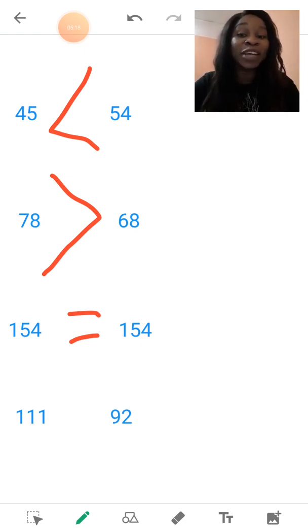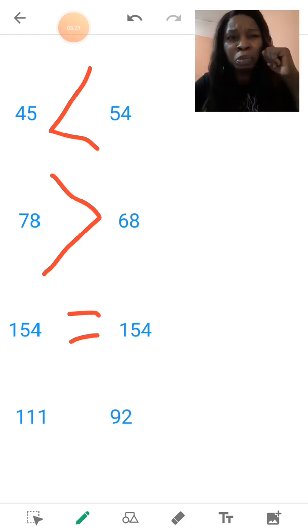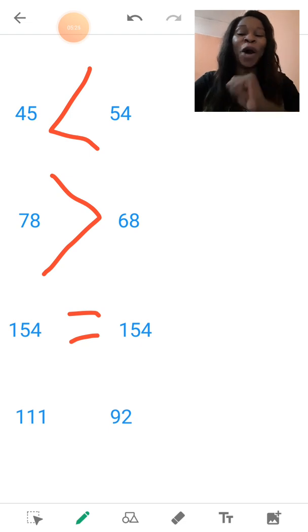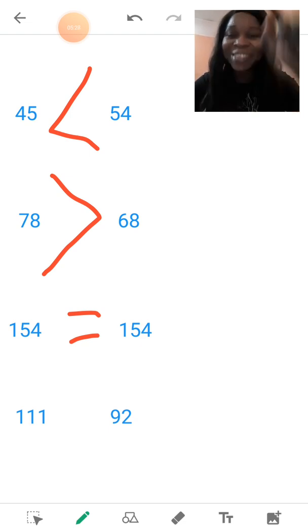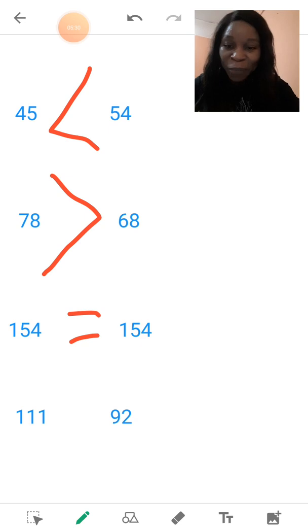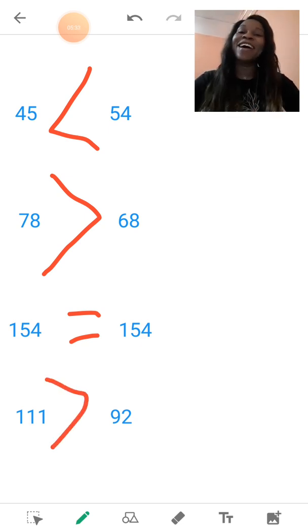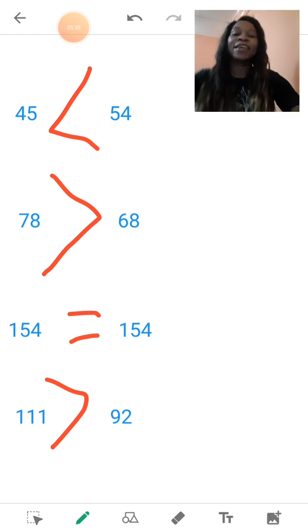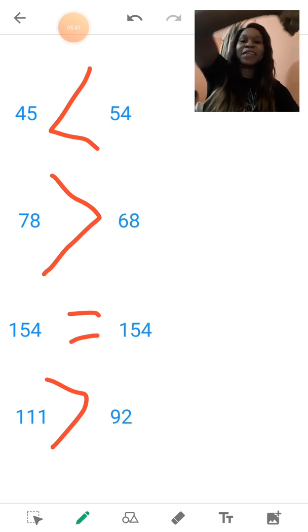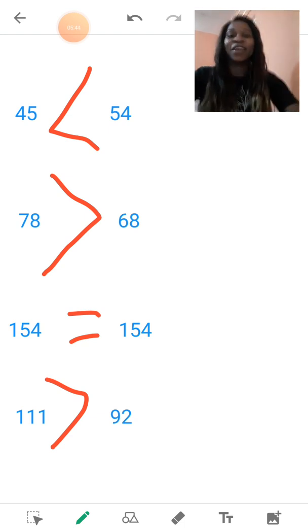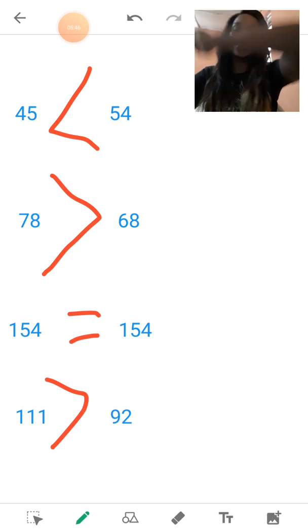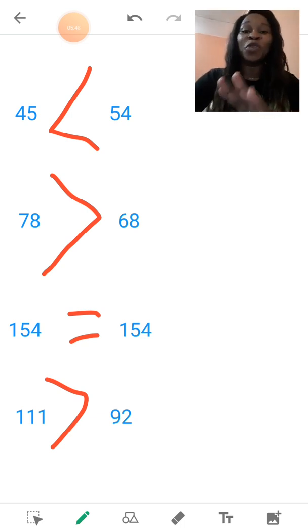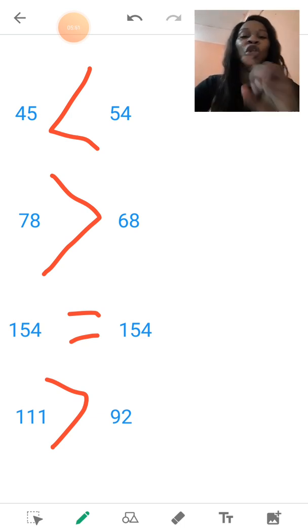Will I say 111 is less than 92? No. Good job. 111 is greater than 92. And so I put my greater than sign. Very easy. All you need to know, greater than and less than. Left hand, less than. Right hand, greater than. Once you've understood which is which, you will not make mistakes.